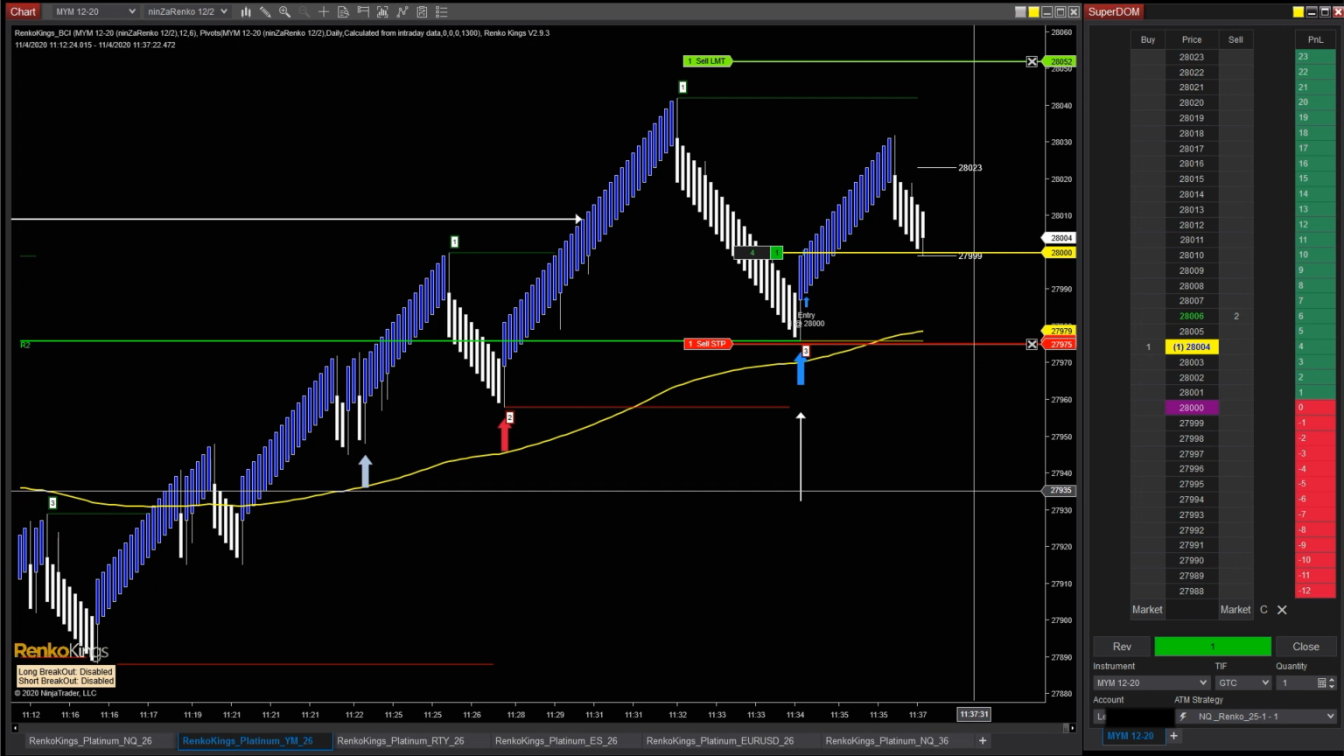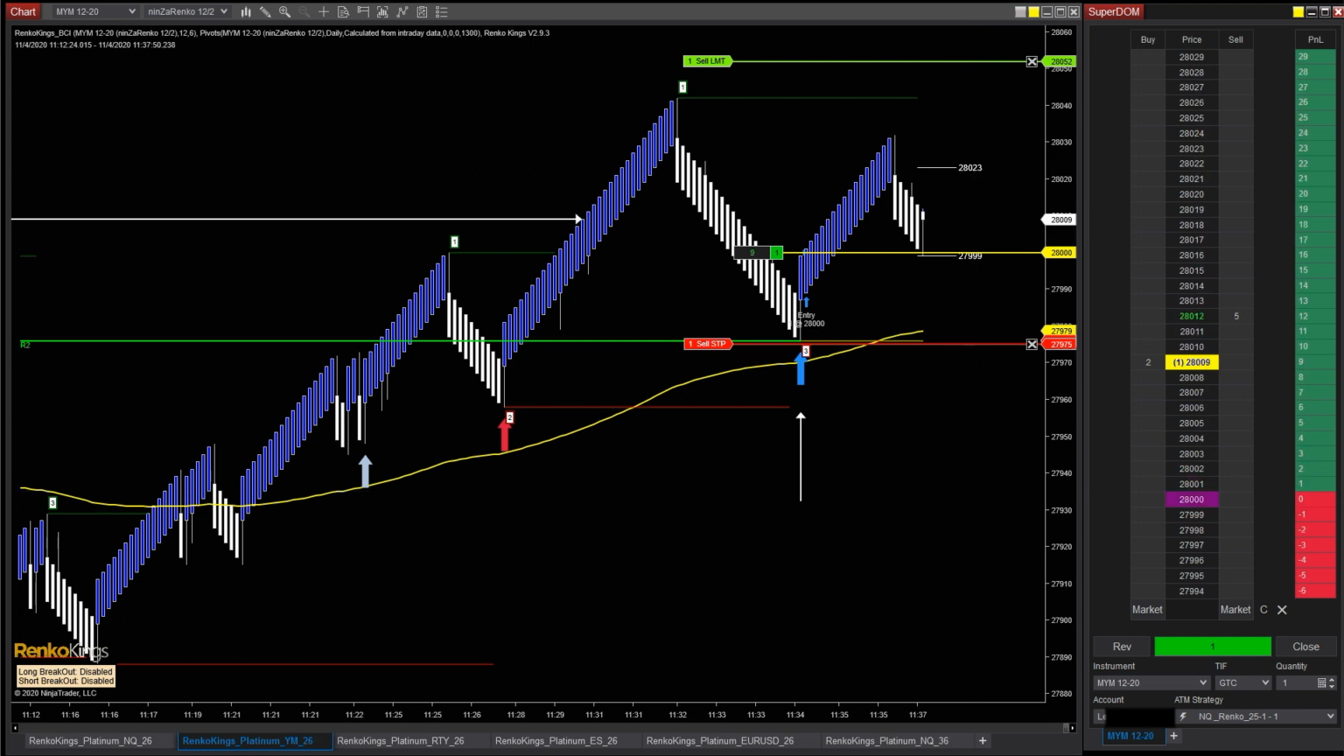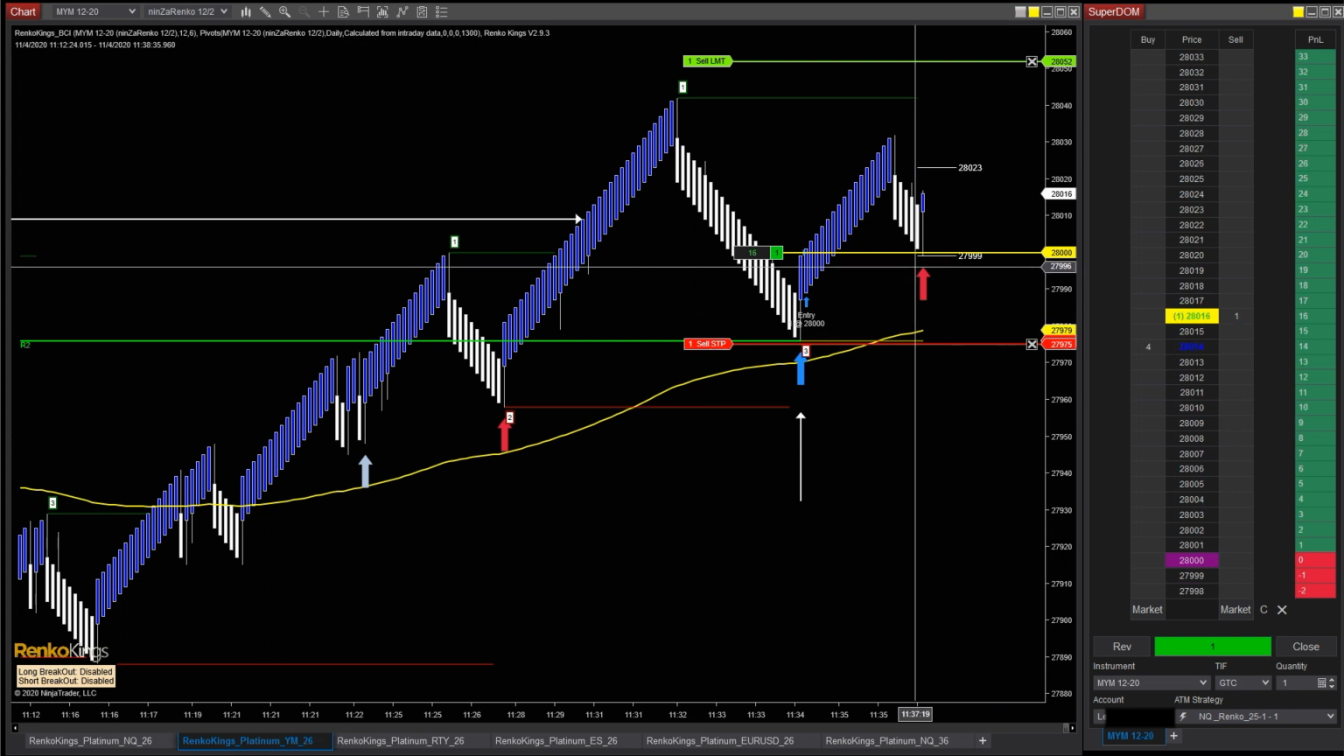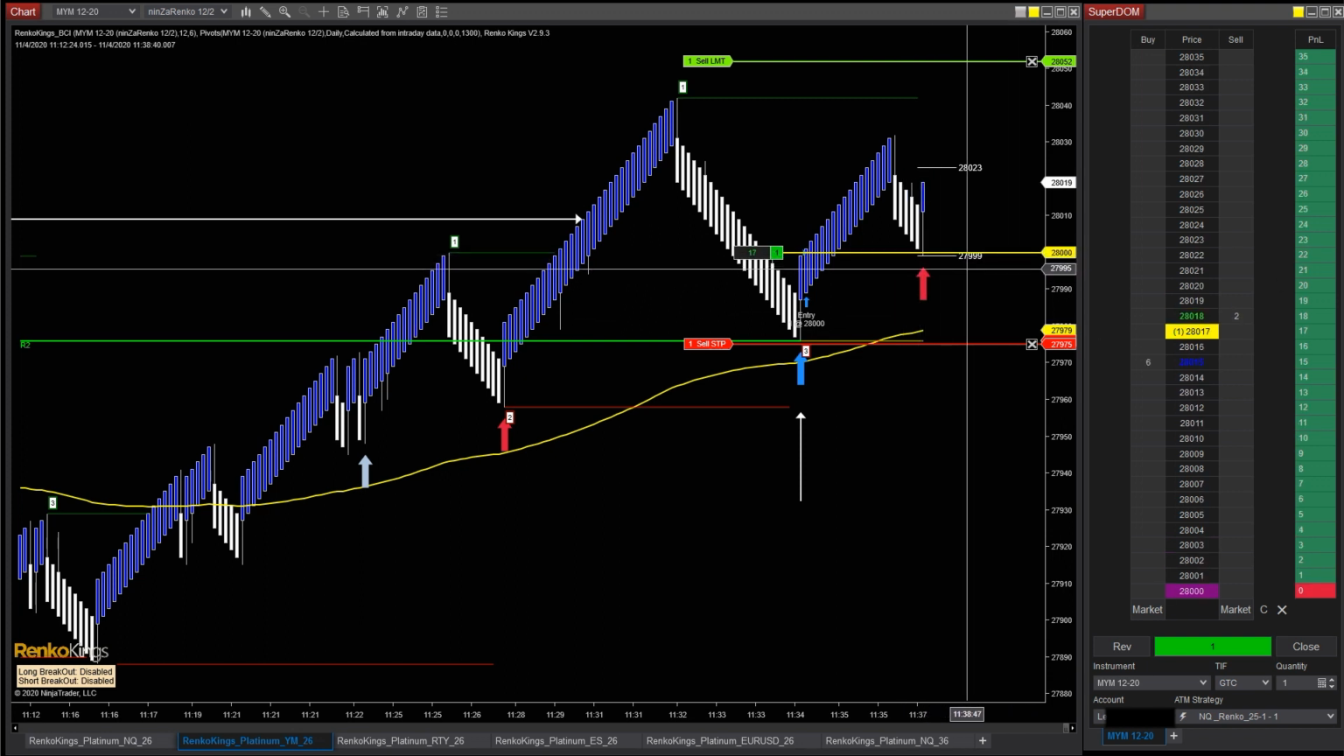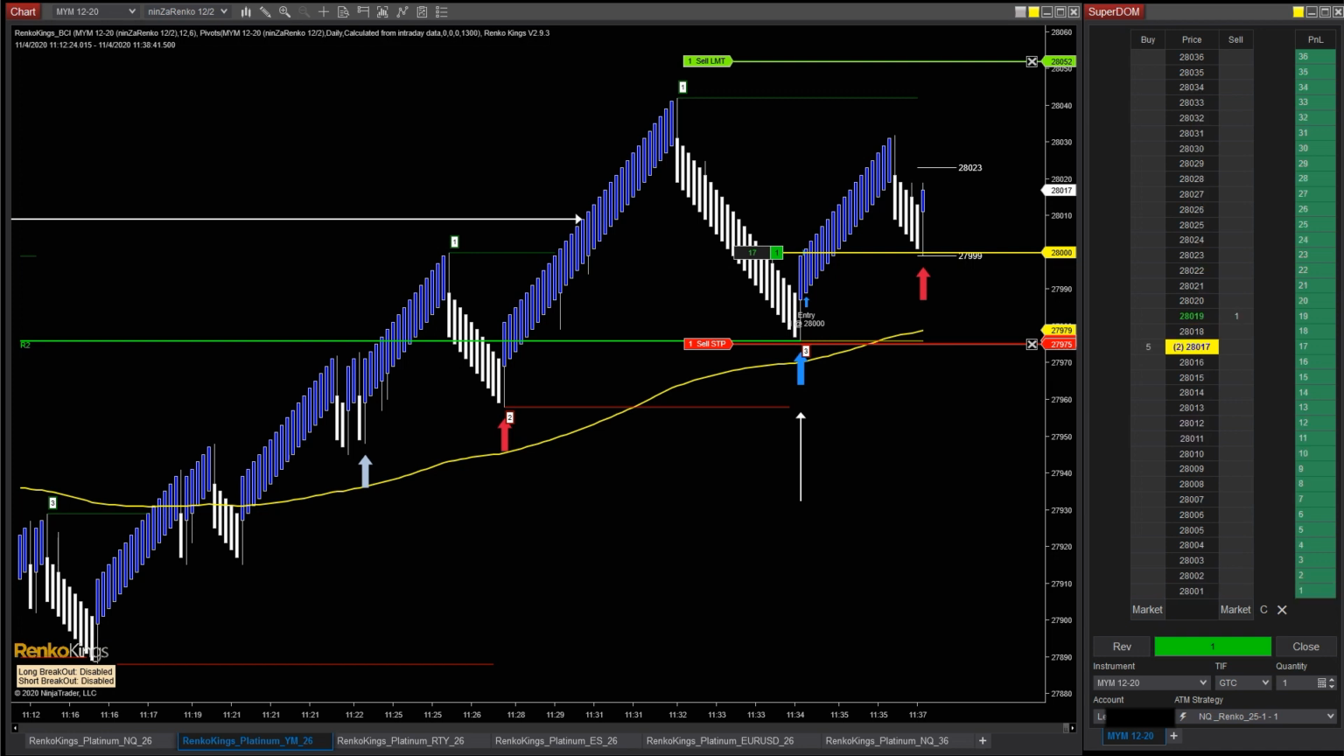So we're going to have to trail this a little bit differently, and be a little patient. So if we do get an up close here, then I'll go ahead and trail my stop right below this wick here. But we have to first get that up close.